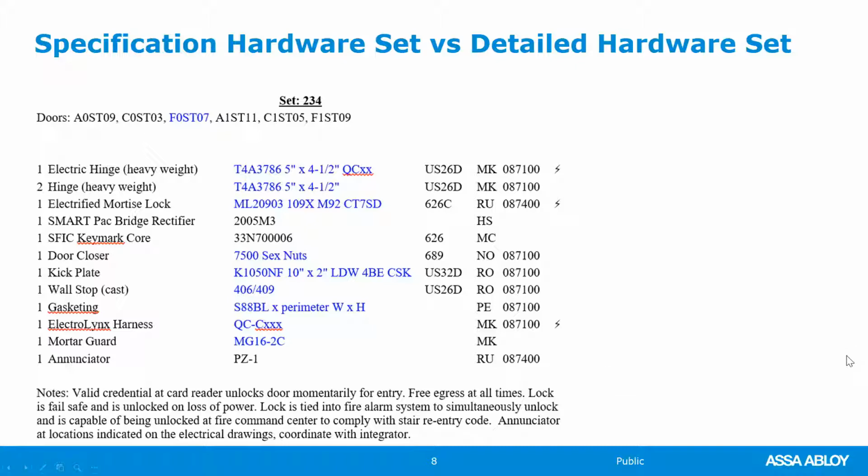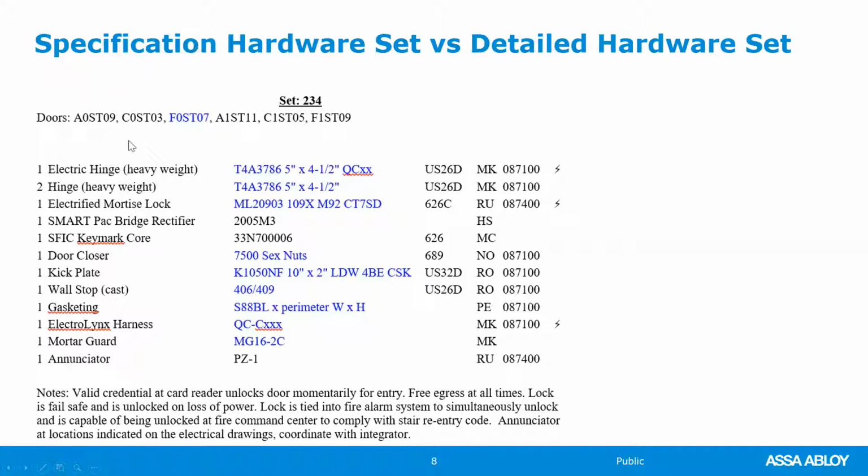The wall stops show a 406/409, and both of those are the same price, but one is a convex and one is a concave, and the anchoring may be different that goes into the wall. Those types of things would be detailed in the detailed hardware set, but they're not going to be detailed in the specification set. The gasketing gives you the model number, but then you have to determine the width times the height.